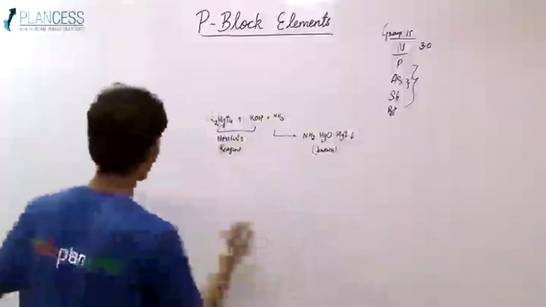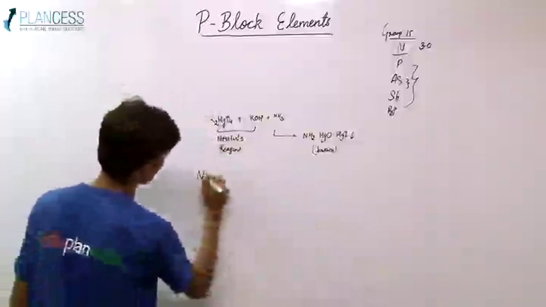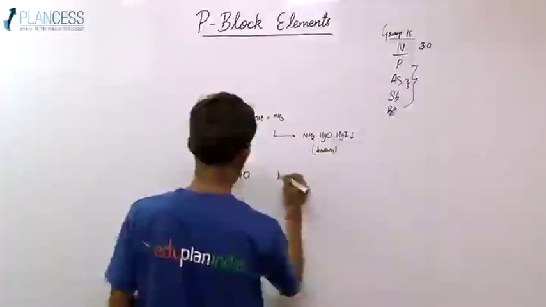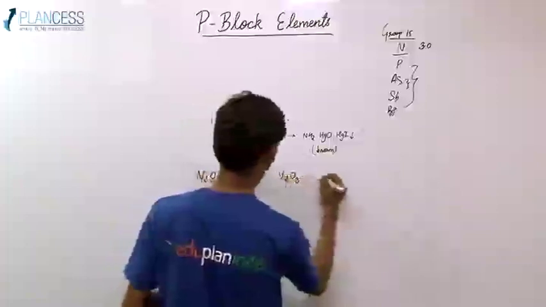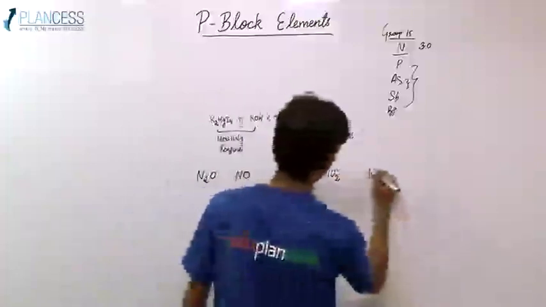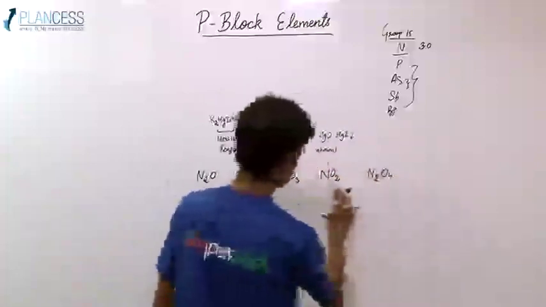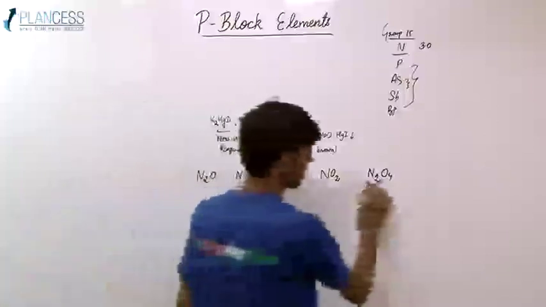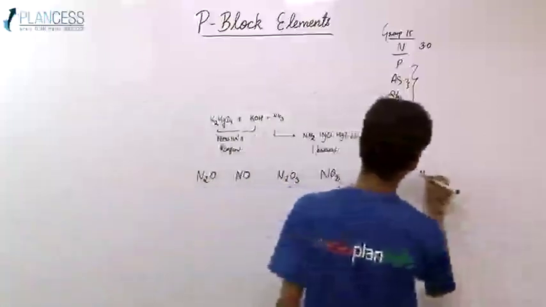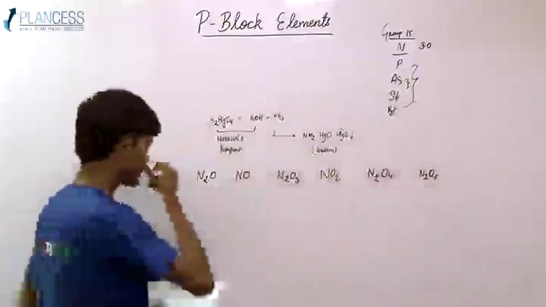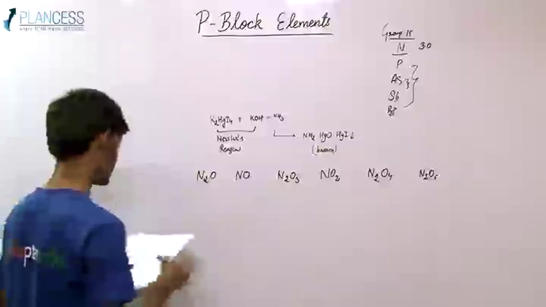So there are N2O, NO, N2O3, NO2. The dimer of NO2 is again N2O4. NO2 is an odd electron species. NO is also an odd electron species. N2O4 and N2O5. Mainly these are the oxides of nitrogen that are important. So let's start with the N2O.